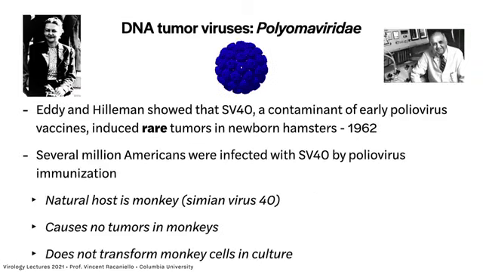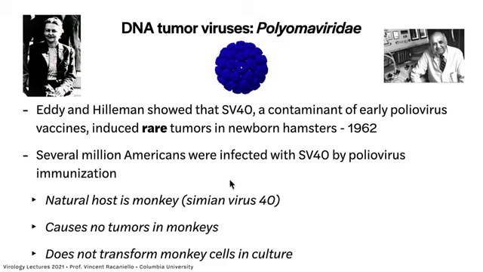So he discovered the virus, found it didn't cause tumors in mice, but it does cause tumors in other animals. And again, furthermore, among the polyomaviruses, SV40, which I already told you was discovered by Bernice Eddy and Maurice Hilleman as a contaminant of early poliovirus vaccines. Simian virus 40. It's a monkey virus. It doesn't cause tumors in monkeys, but it will cause tumors in a different species, hamsters. That was shown in 1962.